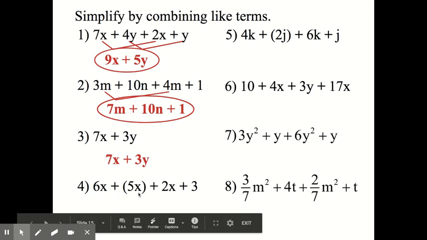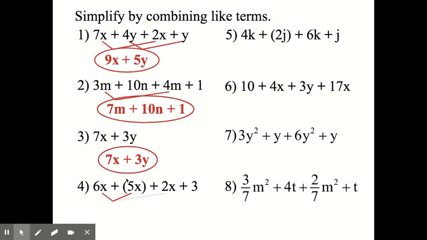5x plus 2x plus 3, well, all of these can be combined, and that would give us 13x, and then we just drop down that 3 because it can't be combined with the 13x. 4k, 2j plus 6k plus j, we can combine the k's together to get 10k. We can combine the 2j and the j together to get 3j. That would give us 10k plus 3j, and that's the best we can do.